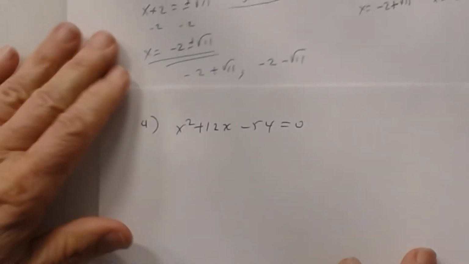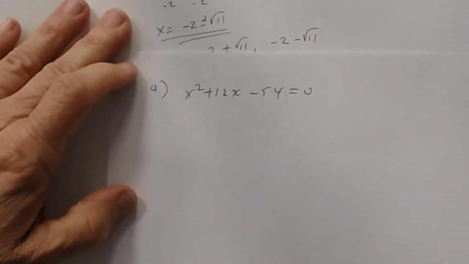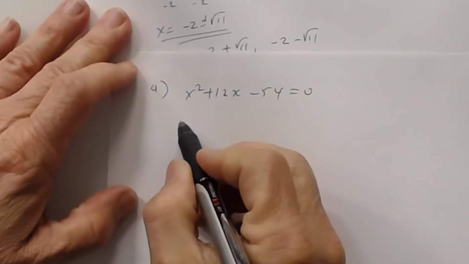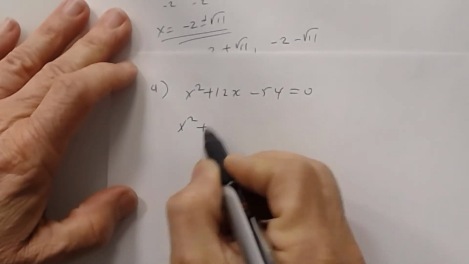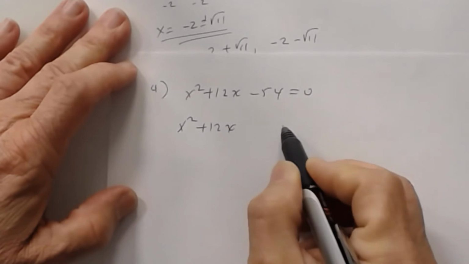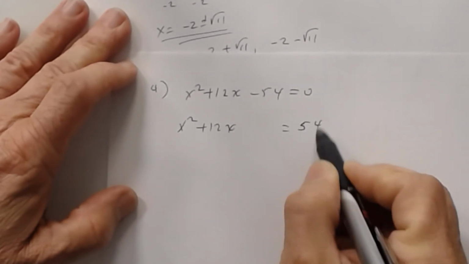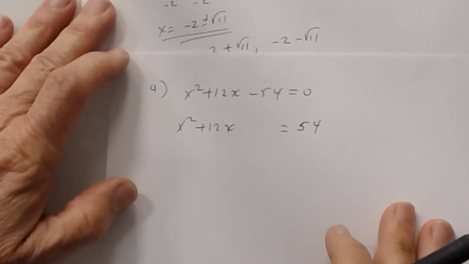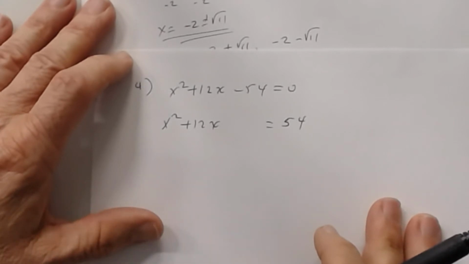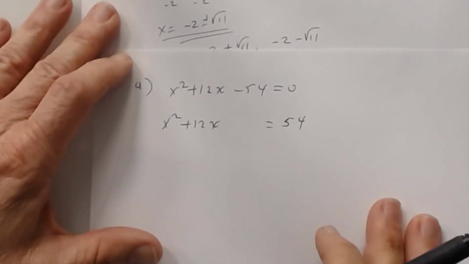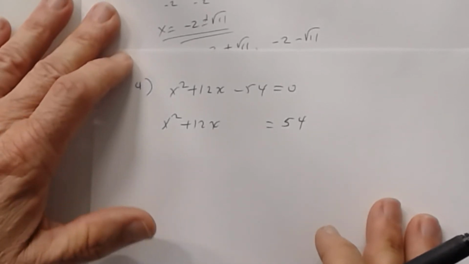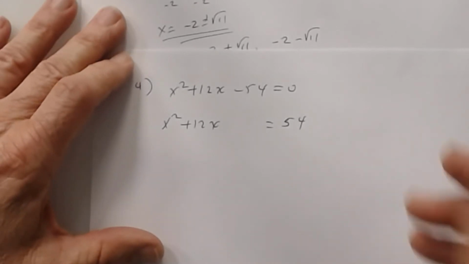All right, what's the next step? So you get x squared plus 12x, leave some space, equals positive 54. All right, you got to be careful. You put negative 54 versus positive 54. Those are 2 different things. All right, what's the next step?